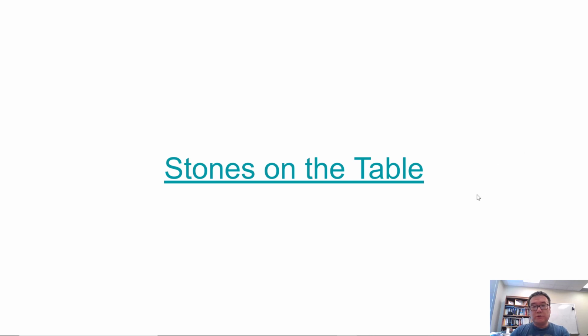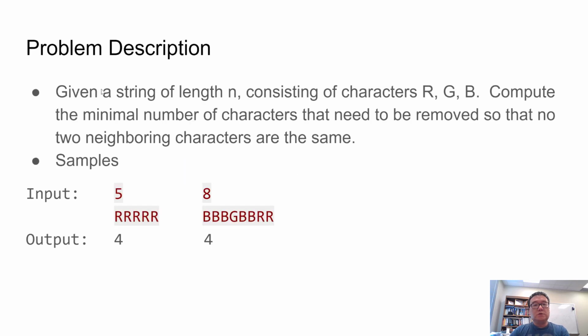Now let's look at the fourth example for this topic, stones on the table. So the problem essentially says, given a string of length n consisting of characters RGB, we are supposed to compute the minimum number of characters that need to be removed so that in the remaining string, no neighboring characters are the same. So given this input, length 5 string RRRRR, we have to remove 4 of them in order to have no neighboring characters that are the same.